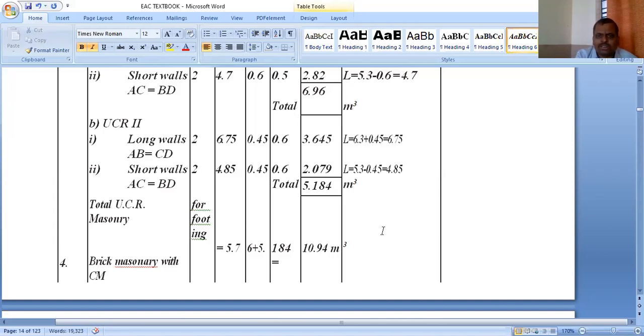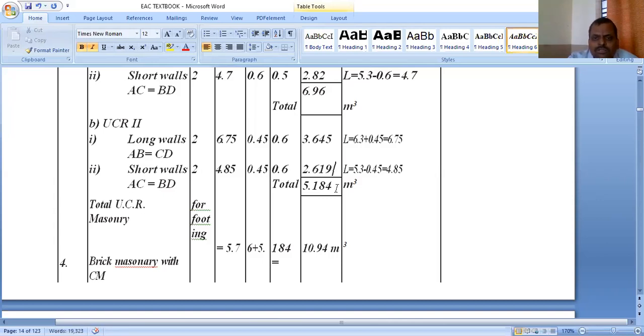After that, we have to again calculate for the short wall. Just multiply it. See how much it will be: 2 is the number of walls multiplied by 4.85, multiplied by 0.45 as the width of the item, and multiplied by 0.6 as the height. That will be 2.619.